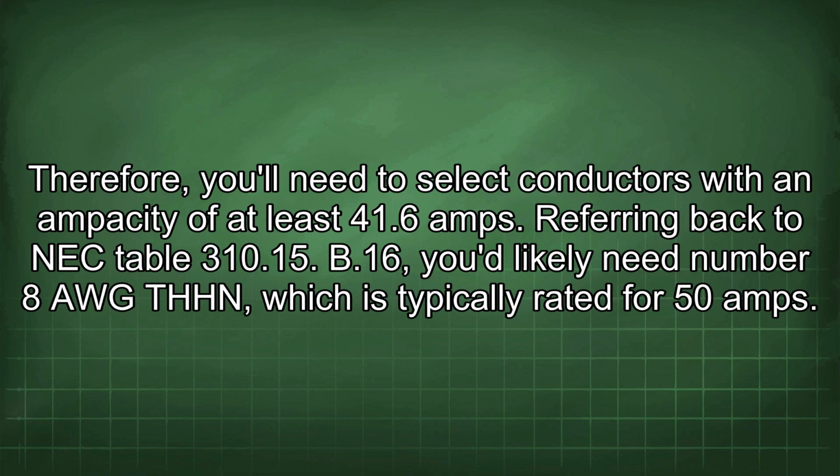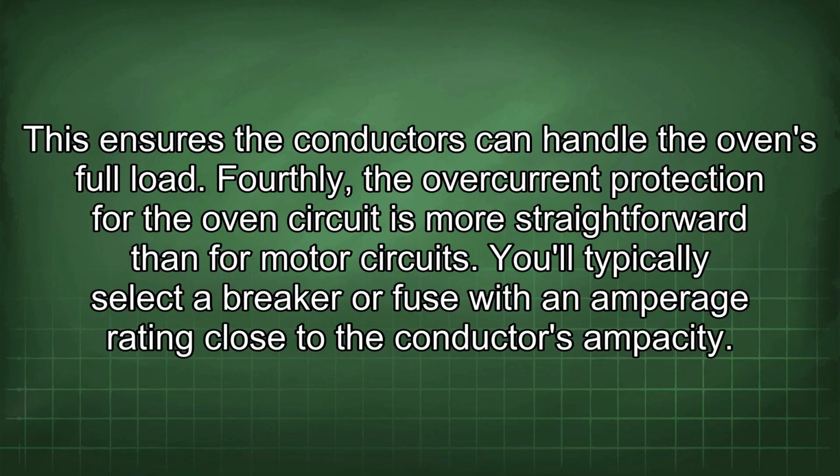Referring back to NEC Table 310.15(B)(16), you'd likely need number 8 AWG THHN, which is typically rated for 50 amps. This ensures the conductors can handle the oven's full load.